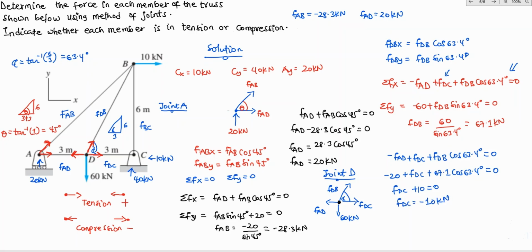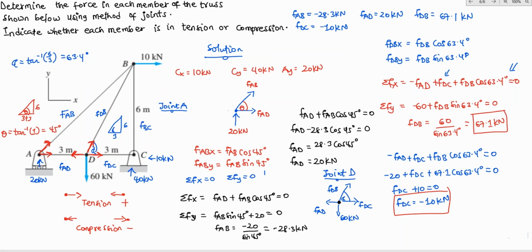Okay, let's take note of that also. So let's write those two down. We know FDB to be equal to 67.1 kilonewton, and we know FDC also to be equal to minus 10 kilonewton. Let's take note of this. All right, so now the only value you don't know will be FBC.